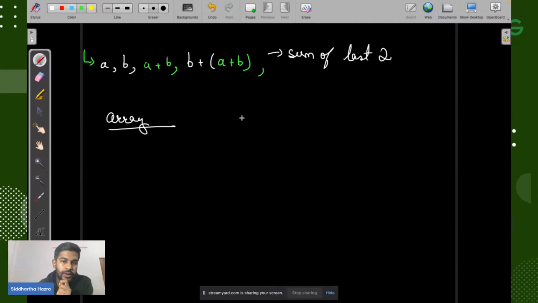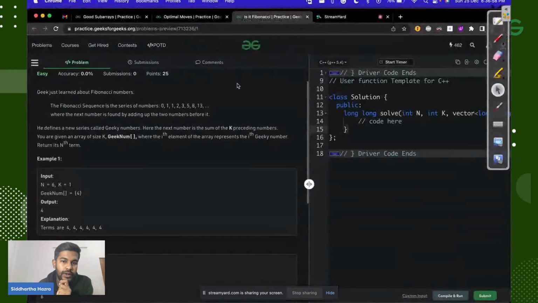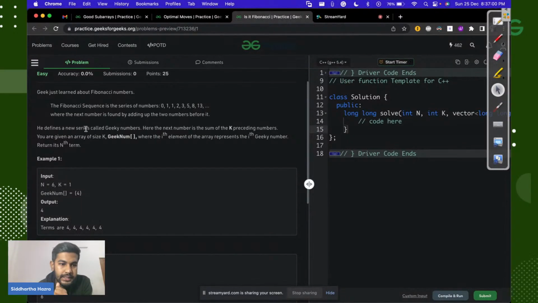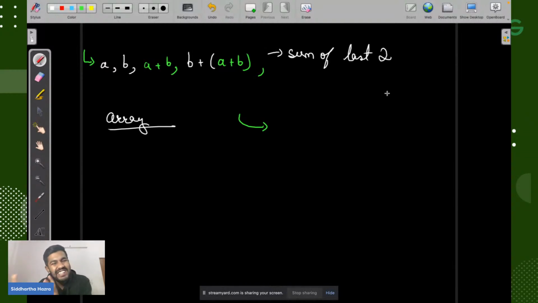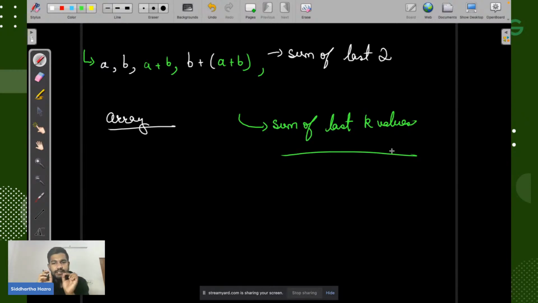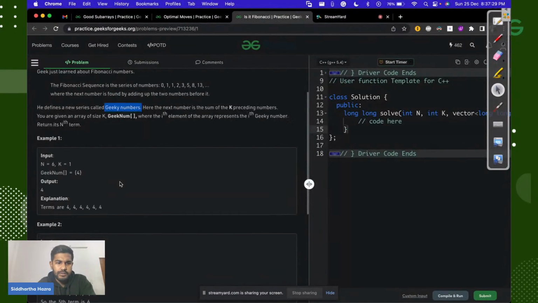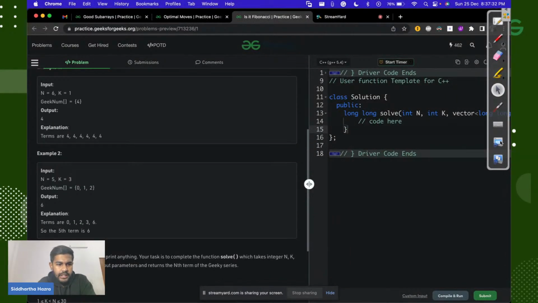But we are told now that we need something else. Geeky numbers, yes. So we have a new series known as geeky numbers. Geeky numbers are nothing but the sum of the last k values. So we need the sum of the last k values. To explain this problem, let me first explain the test cases and I would show you a simple way to solve this.